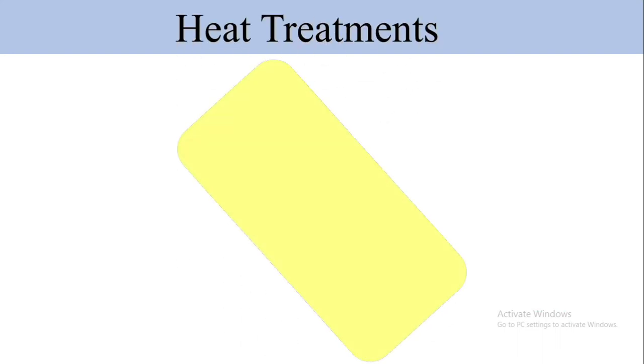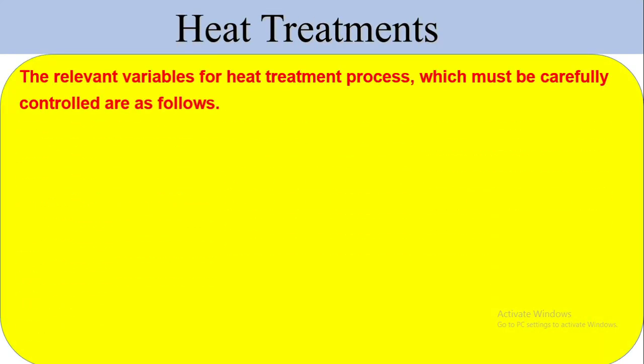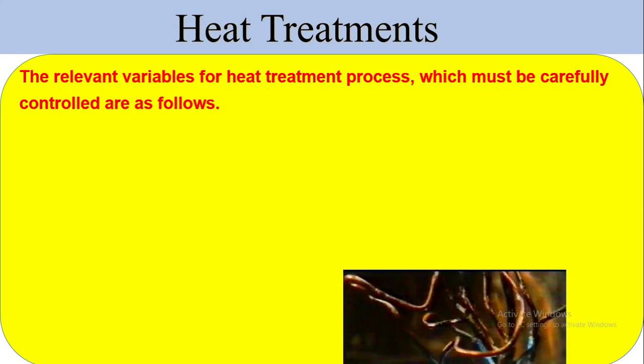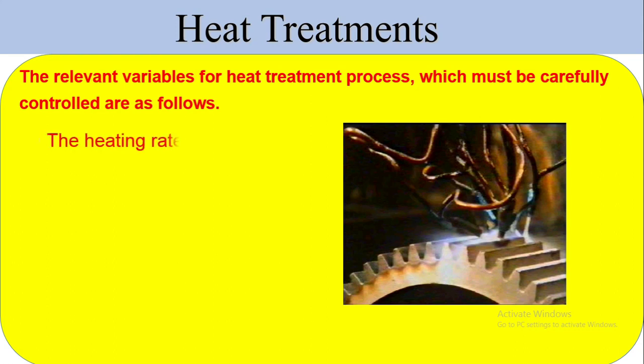So you see the process here. The relevant variables for the heat treatment process which must be carefully controlled are as follows. You should know which variables are required for the heat treatment process, and they should be controlled carefully. First thing is heating rate. It should be as per the approved procedure.